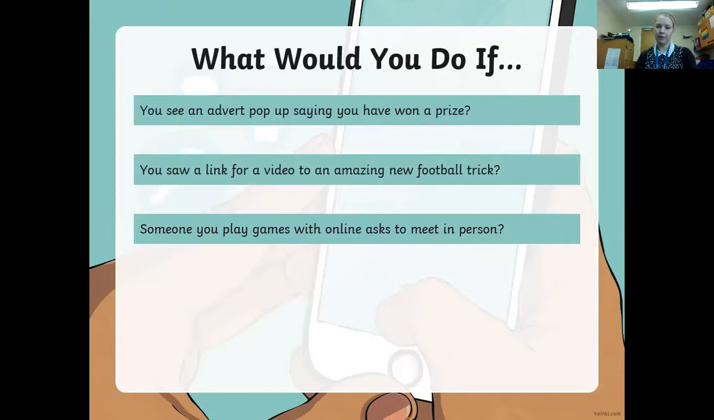Let's go back. So hopefully you were able to think about those three scenarios and you've made sensible decisions thinking about our SMART. Don't open adverts, don't click on videos when you don't know where they're from, and don't meet up with people that you don't know. So some very important messages and some things for you to think about while using the internet.